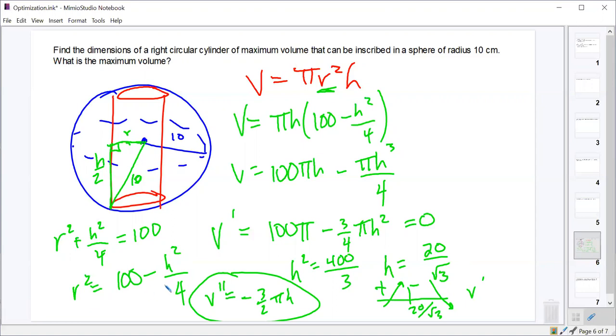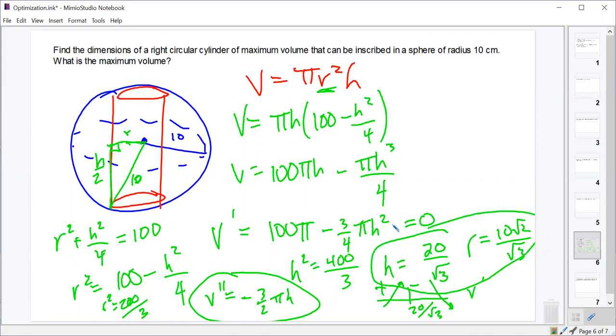So 100 minus 100 thirds, which would be 200 thirds. So r squared equals 200 thirds, or r is equal to radical 200 over 3, or 10 root 2 over root 3. So those are your dimensions. Plug them in if you want to find the volume. Good or no?